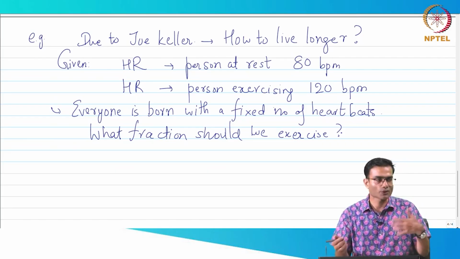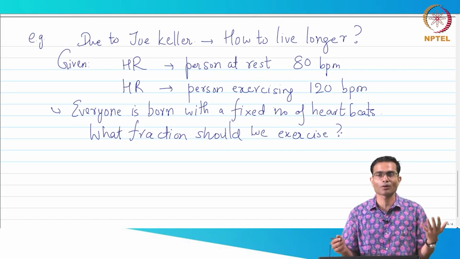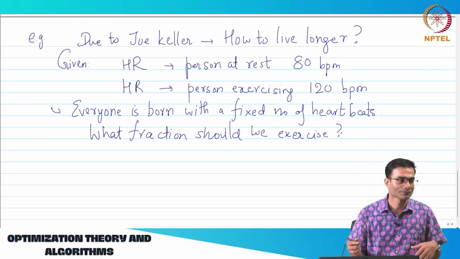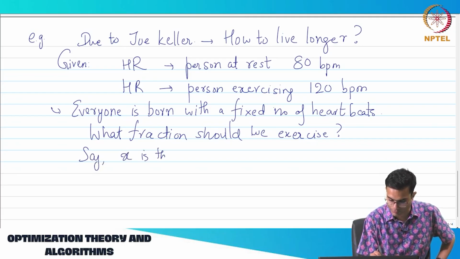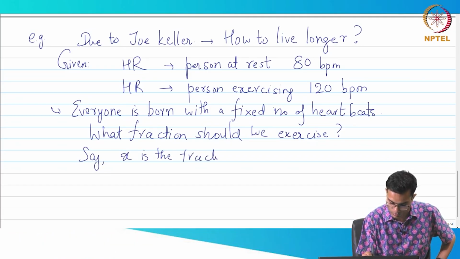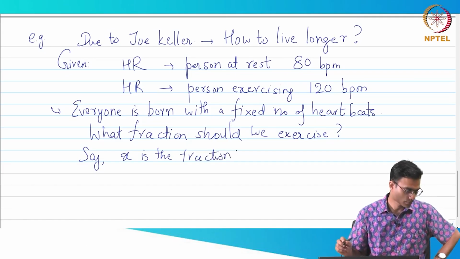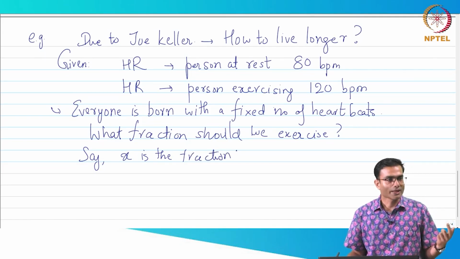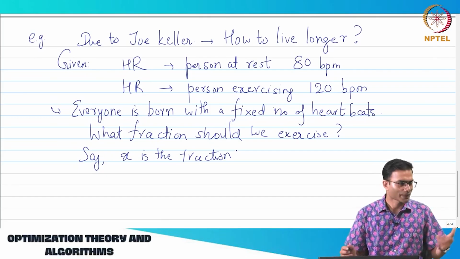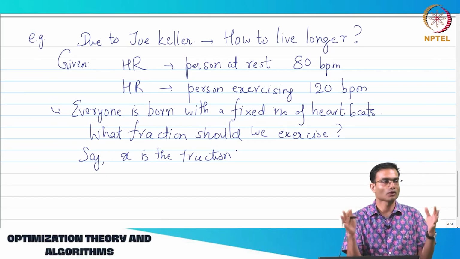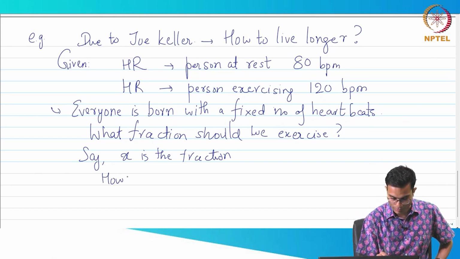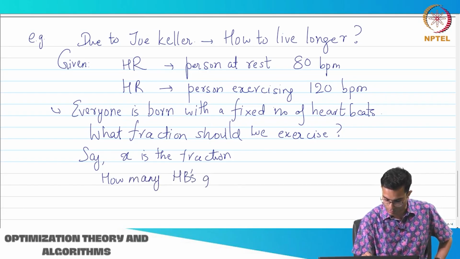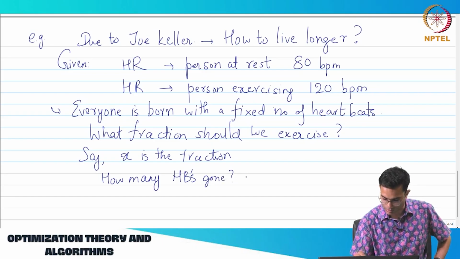But intuitively, what was the problem that was being solved? You didn't do it this way, you just automatically said it, but can we form an objective function for this problem? So let us say x is the fraction. In a day or in a minute, it doesn't matter, how many heartbeats are gone if I am exercising a fraction x of the time? Let's call that f of x.